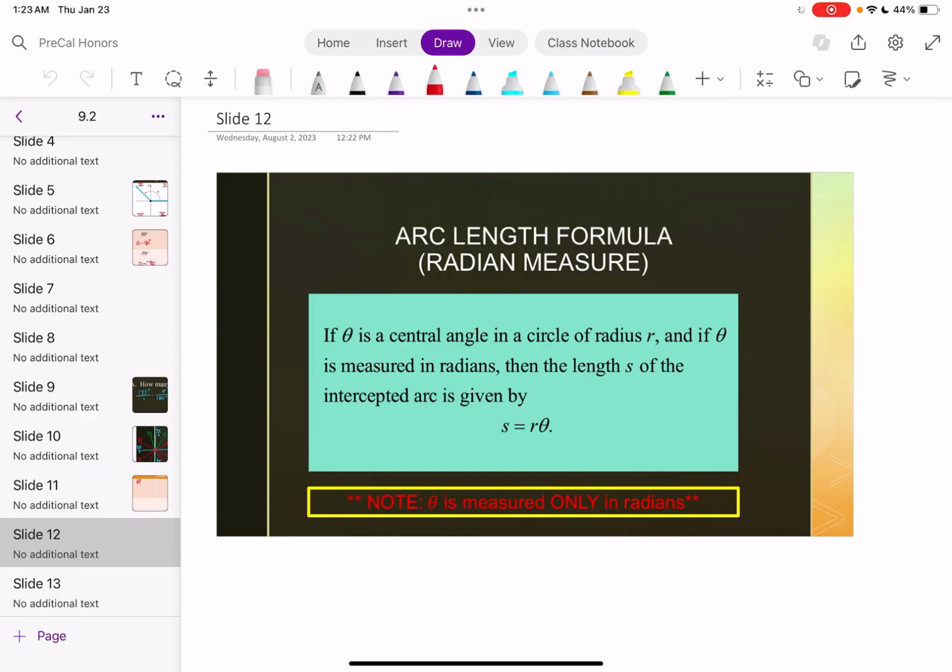So the arc length formula is always going to be measured in radians. And that will happen every single time. Now, this is where it's extremely important to pay attention to the small details. Keep in mind, this is our equation: S is equal to R times theta. Now, in this case, R would stand for your radius, and S would be our arc length.